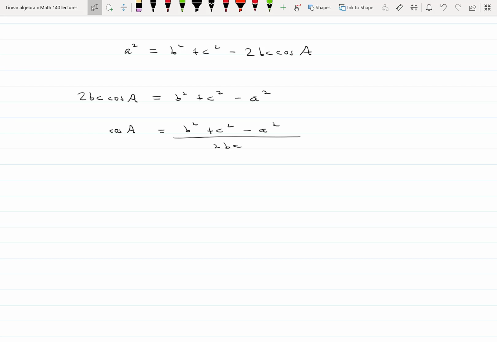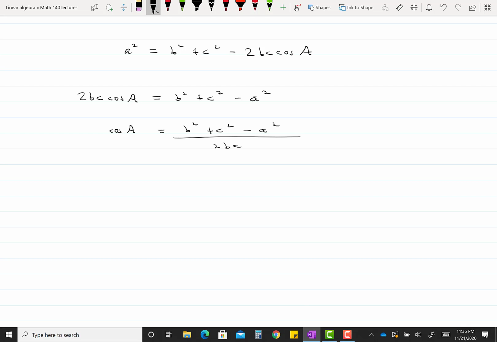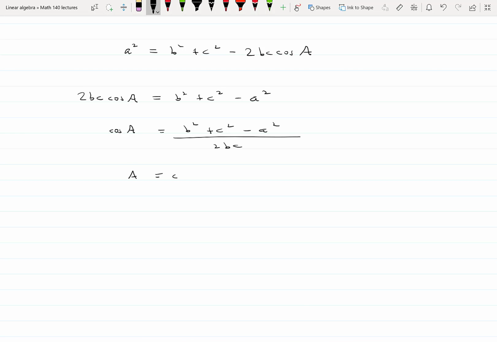The last thing we do is take the inverse cosine, so we might as well have a complete formula. So A is the inverse cosine of b squared plus c squared minus a squared over 2bc, with our calculator, of course, in degree mode.